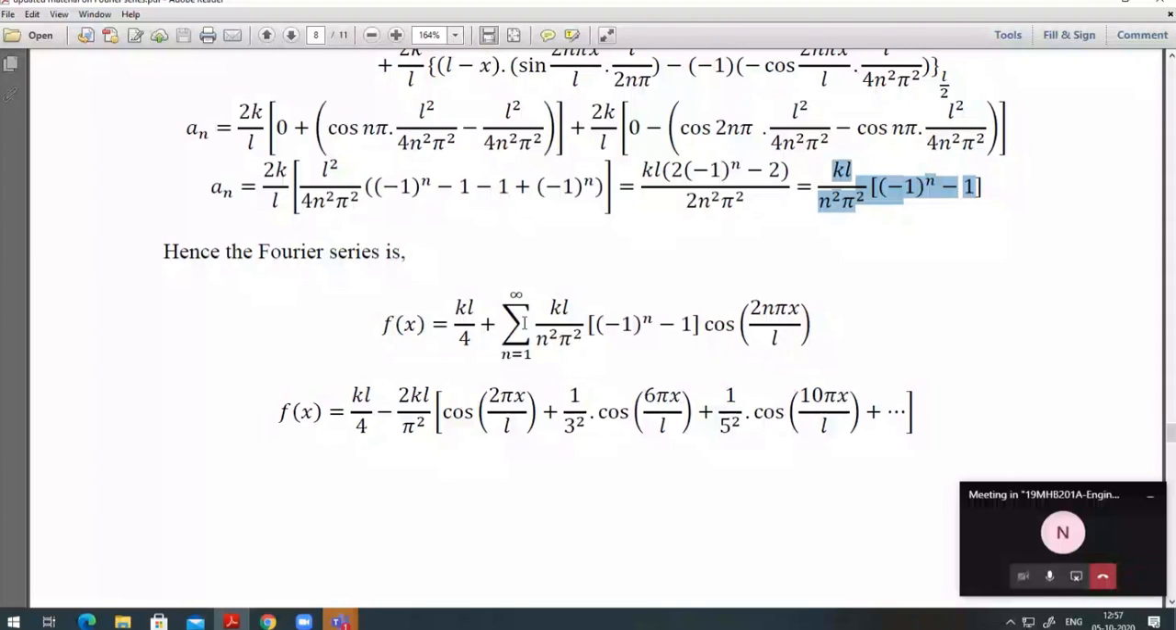Okay, so we will further reduce the Fourier series. That is another topic called half-range Fourier series. The half-range series is nothing but it contains only sine terms, or only cosine terms. That we will discuss in the next class.